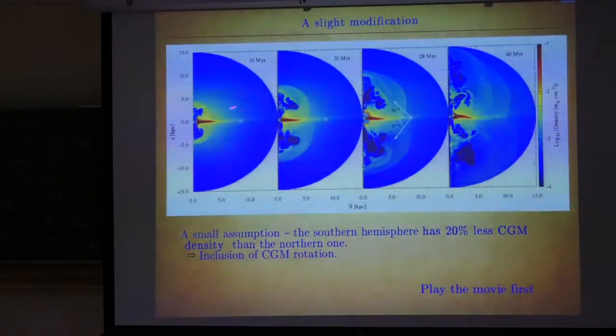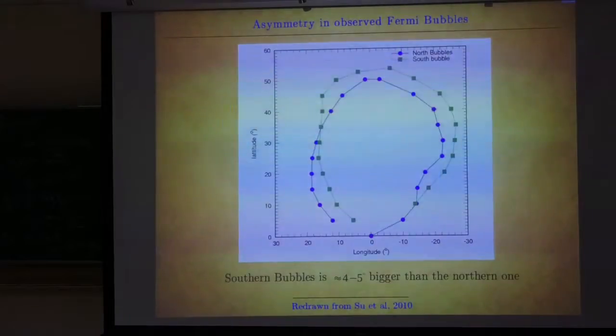So these are some density snapshots at different times. As you can see, the forward shock in the southern hemisphere moves faster than the northern one, and at this time, when the northern one reaches 50 degrees, the southern bubble reaches 57 degrees. That means there is an asymmetry in the size of the Fermi bubbles too that we should have observed. And do we see that in observation? I think yes.